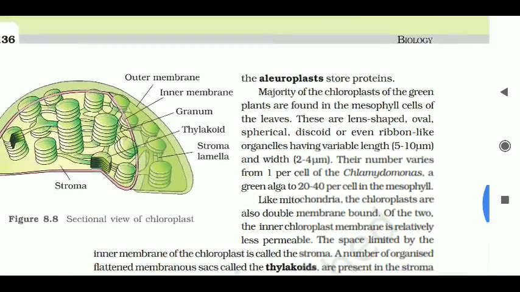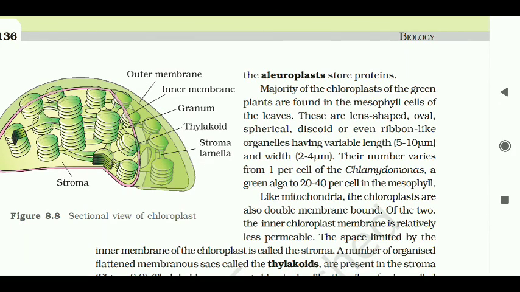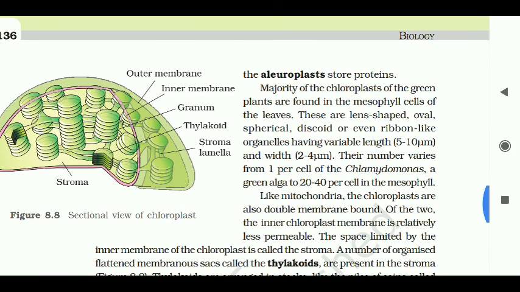whereas aleuroplasts store proteins. The majority of the chloroplasts of the green plants are found in the mesophyll cells of the leaves. These are lens-shaped, oval, spherical, discoid, or even ribbon-like organelles having variable length, 5 to 10 micrometer, and width, 2 to 4 micrometer. Their number varies from 1 per cell of the Chlamydomonas, a green algae, to 20 to 40 per cell in the mesophyll. Like mitochondria, the chloroplasts are also double membrane bound.